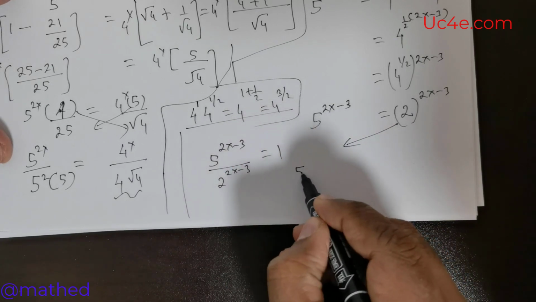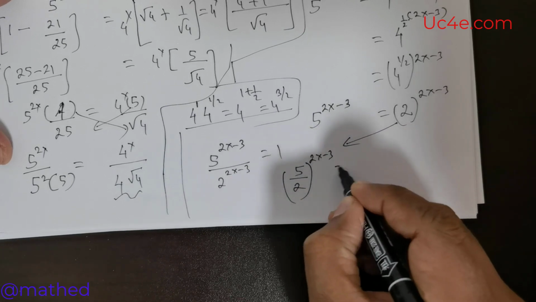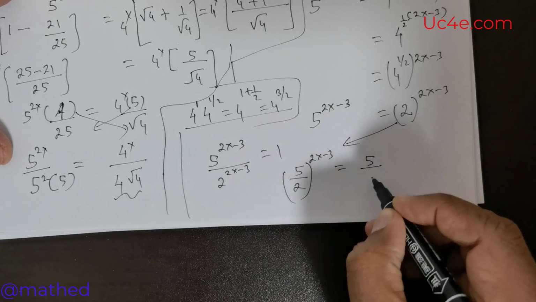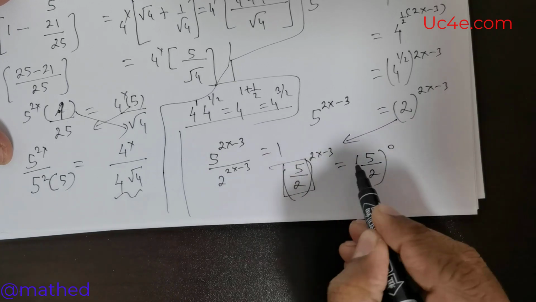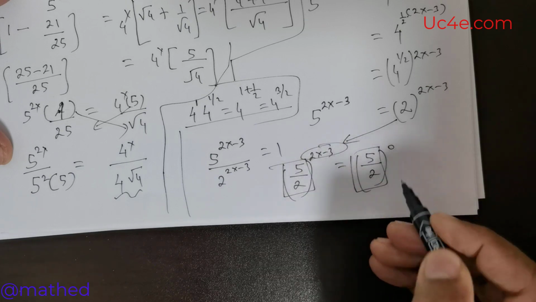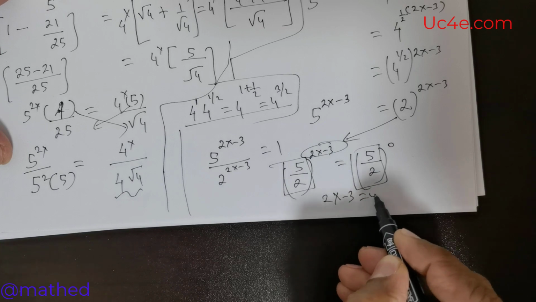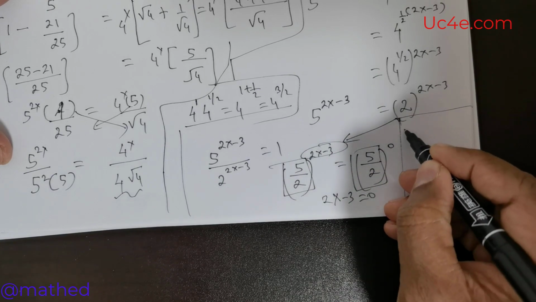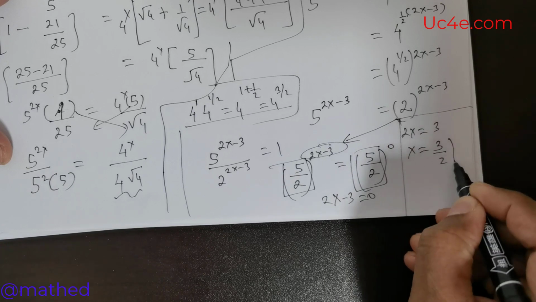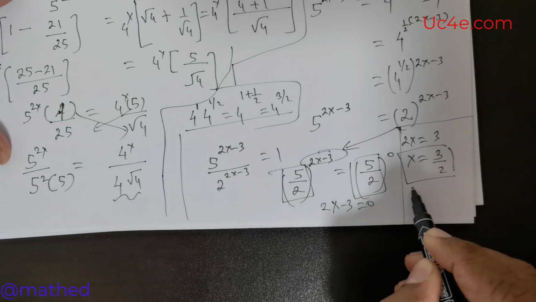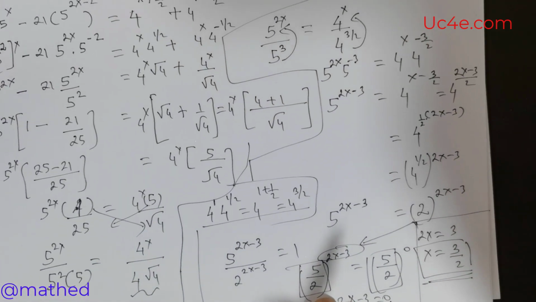Now this can be further rewritten as (5/2) raised to the power of (2x − 3) is equal to 1. Now can I write 1 as (5/2) raised to the power of 0? Yes, I can very well do that. Now the bases are same, so the exponents can be equated. So this would mean I have 2x − 3 is equal to 0, which is nothing but 2x is equal to 3, which is nothing but x is equal to 3/2. So this is the value of x that we have got.